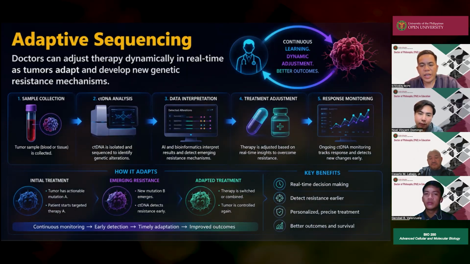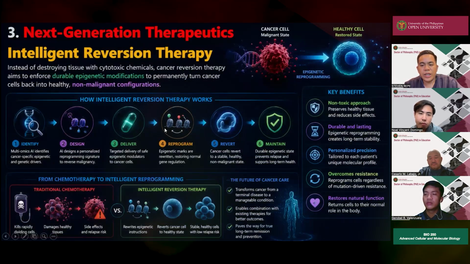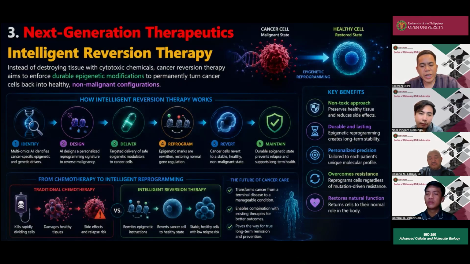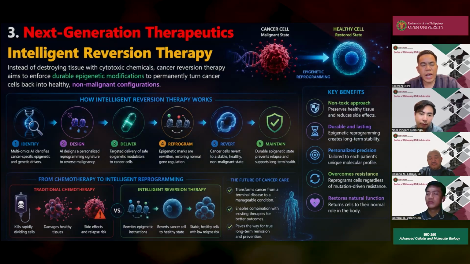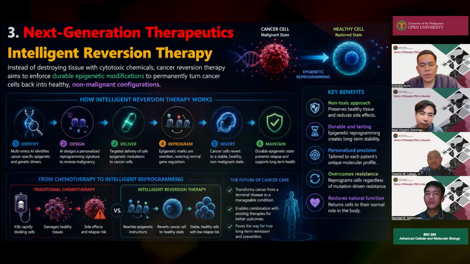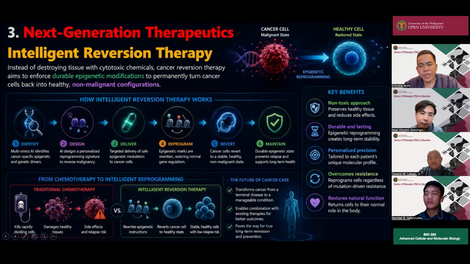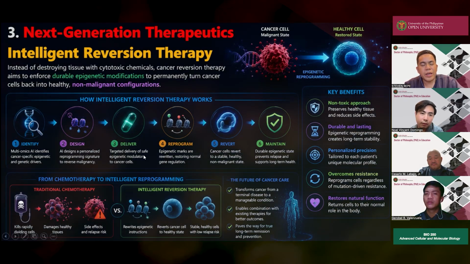We also have the next generation therapeutics. It includes approaches such as intelligent reversion therapy. So instead of only killing the cancer cells, this approach aims to guide cancer cells back toward a non-malignant state through an epigenetic modification. This is still an emerging area though, but it shows how cancer therapy is becoming more advanced.